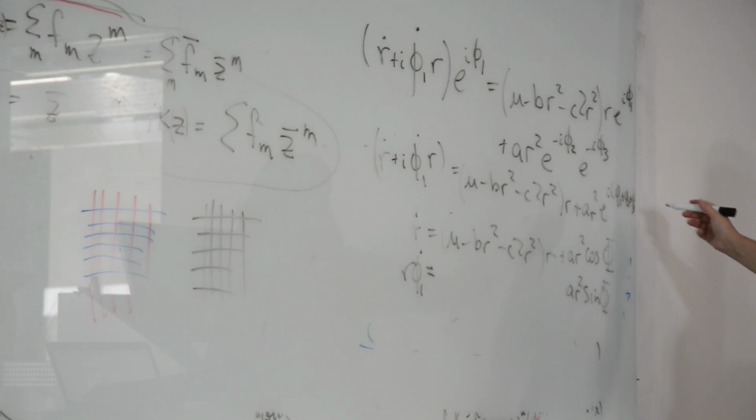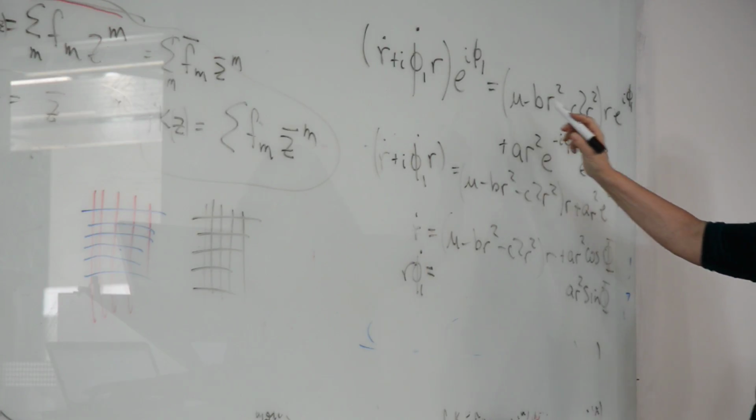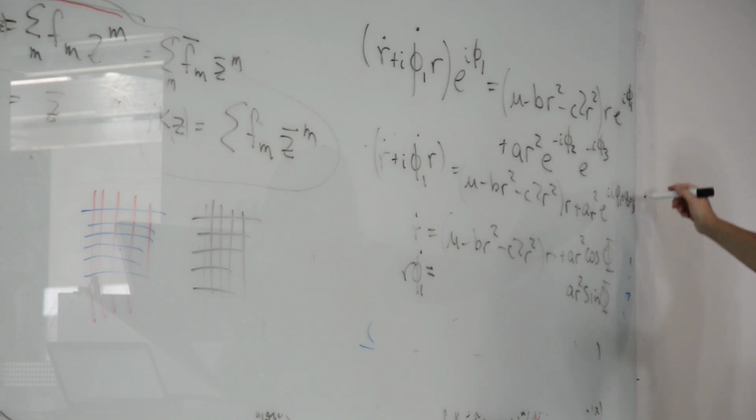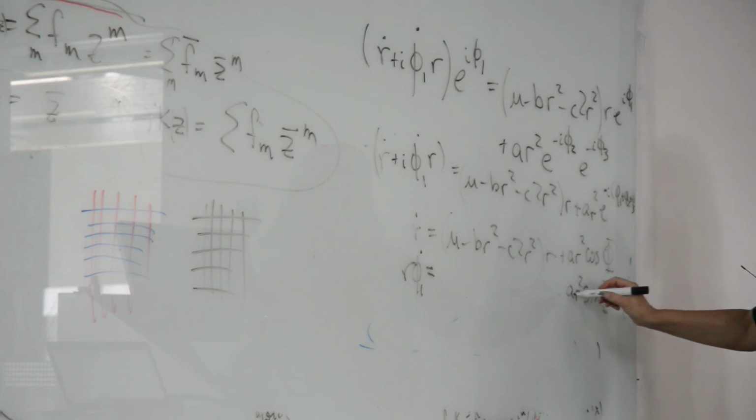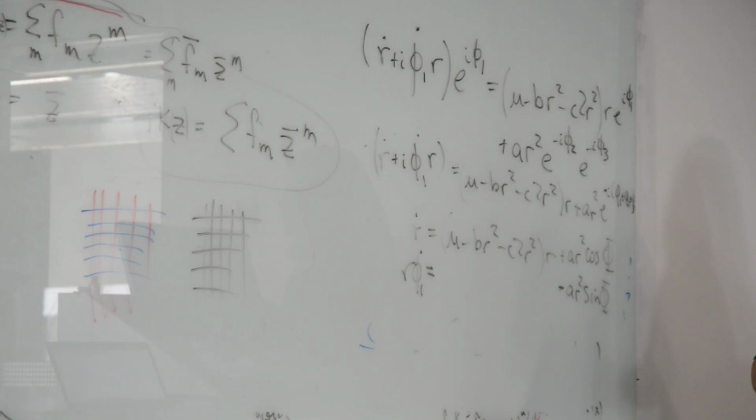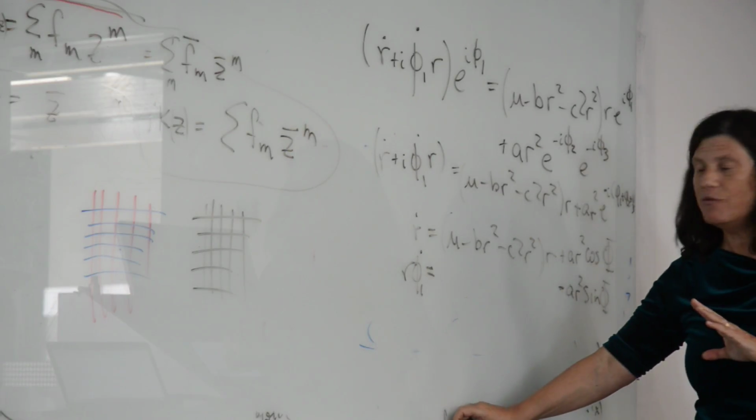Oh, but it's minus because, hold on, what did I do? I needed to multiply through by minus i. So I have minus here. This is a minus, so this is a minus a r squared sine phi. Okay, everybody agree with this?